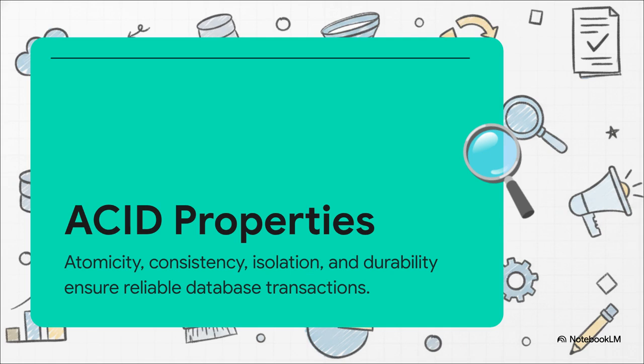Atomicity means a transaction is an all-or-nothing deal. Consistency ensures it follows every single database rule. Isolation keeps simultaneous transactions from messing with each other, and durability guarantees that once a transaction is committed, it is saved permanently. This is how we protect our raw materials.